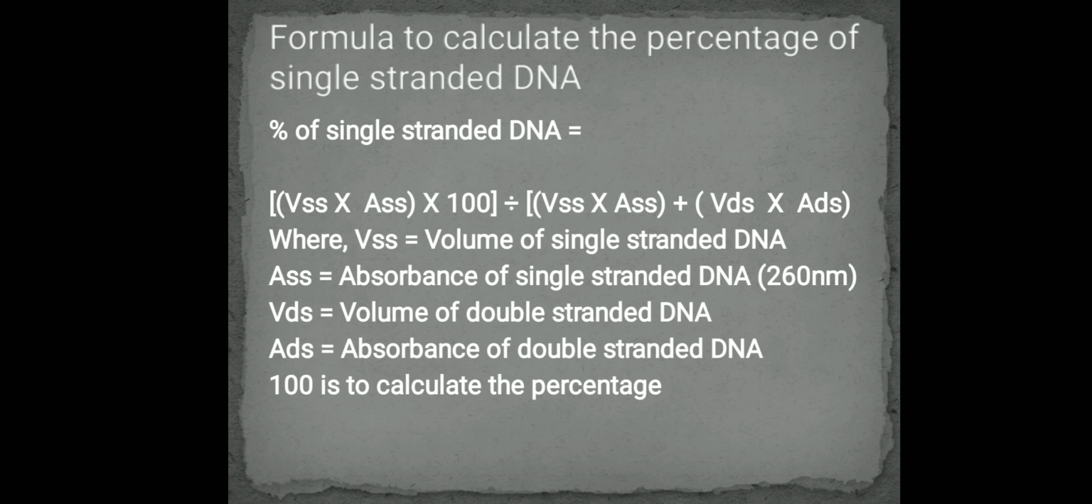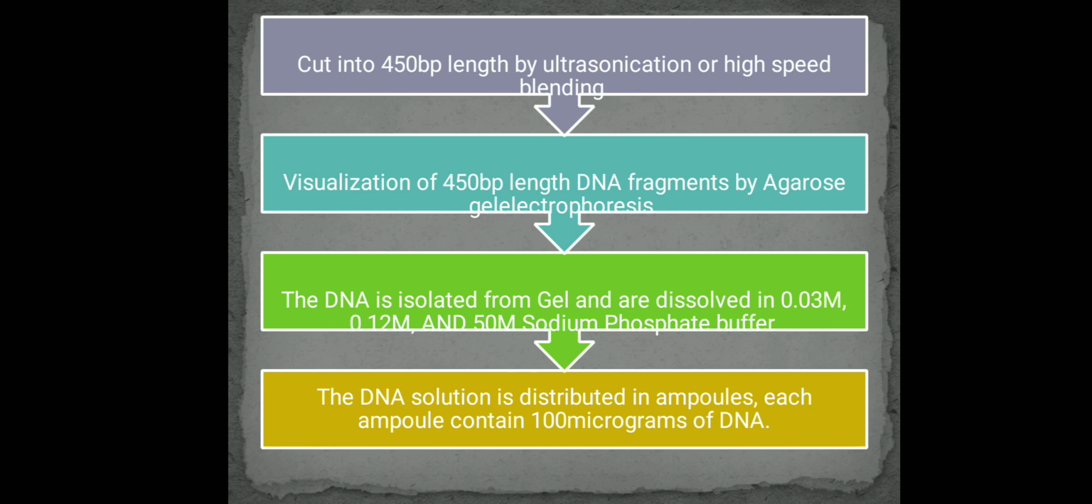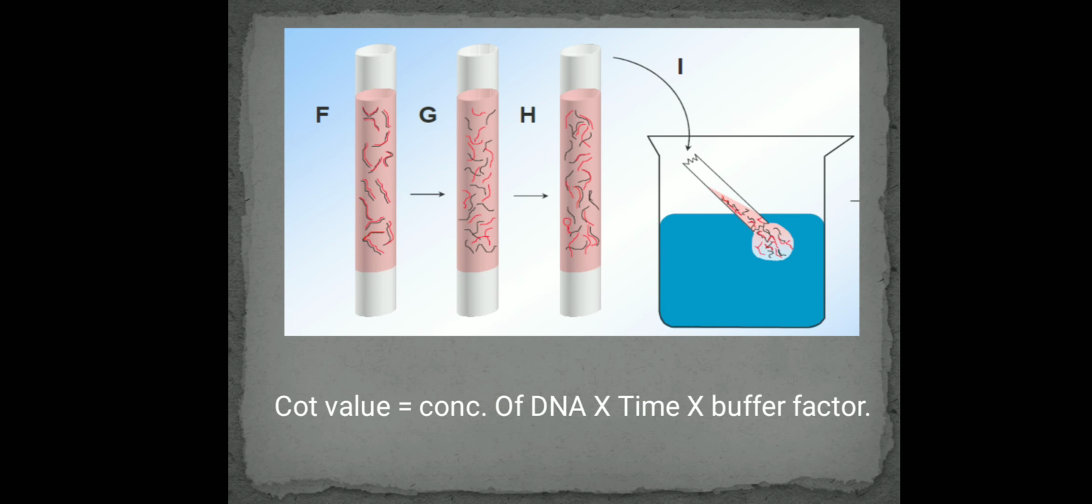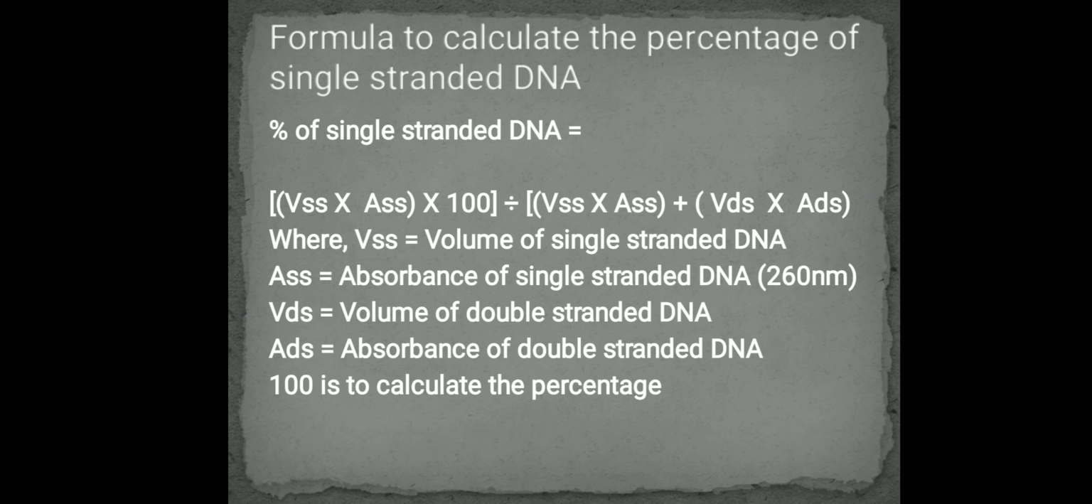So now you have two values with you. What is the first value that you have calculated? It is the COT value. You remember in this diagram, after denaturation and renaturation, we calculated the COT value. Now after the spectrophotometer analysis, we have calculated the percentage of single stranded DNA. Now these two values we have to plot on a graph.